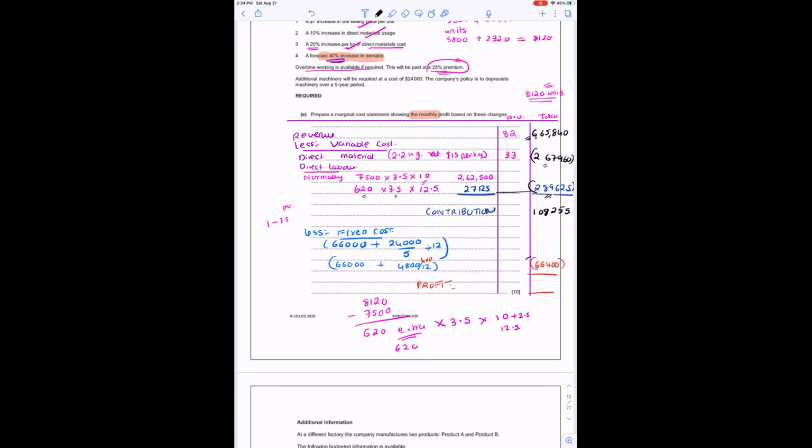1,08,255 minus your fixed cost of 66,400 is going to give you profit per month. This is very important. 41,855. And this gives me 10 marks. The marginal cost statement showing the profit for the month when there is a new demand of 8,120 units. Okay, just go through the information, pause for a while, look at the information, compare, and you will get it.